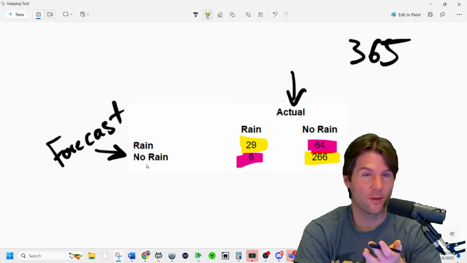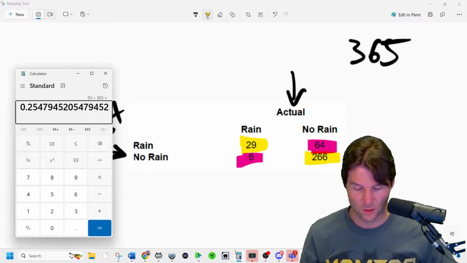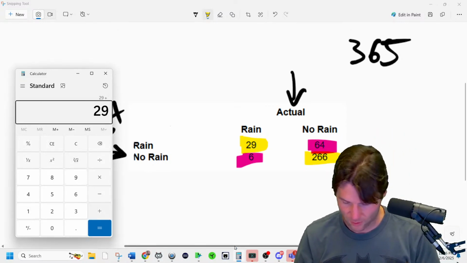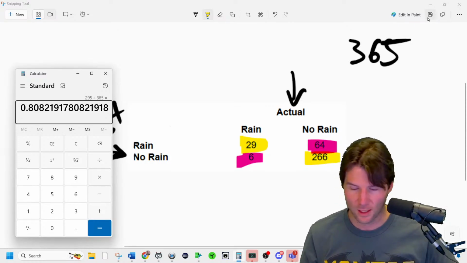How would we figure that out? You got it right there, David. And then we divide by the total. So David's done it. We do the times when it's correct, 29 plus 266. Divide by 365. And there's the answer right there, 80.8.